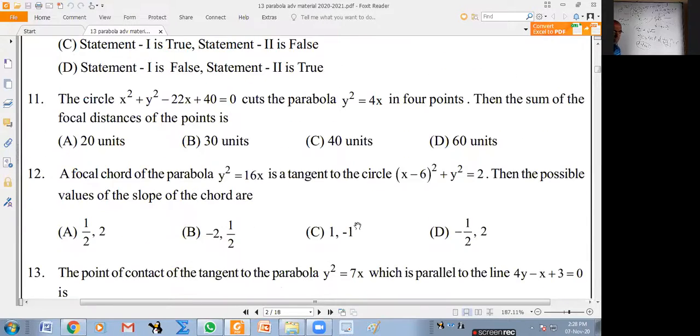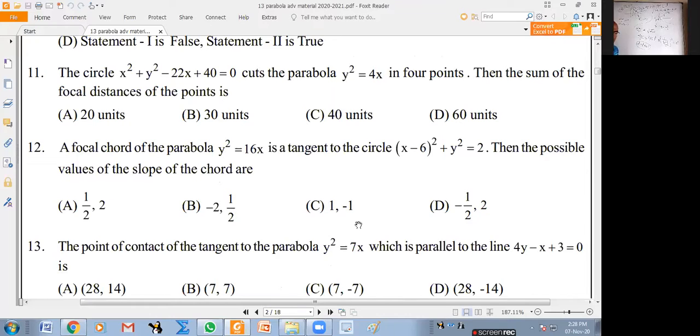Okay, this is 9. Anybody doubt about the 11th question? Sir, 11. Okay. The circle cuts the parabola in 4 points. The sum of the focal distances of all those points. Focal distance will be x coordinate plus a. a is 1 here, so x plus 1. So to eliminate y, you'll get a quadratic equation with 2 x values, but there may be 4 points of intersection. We'll see.